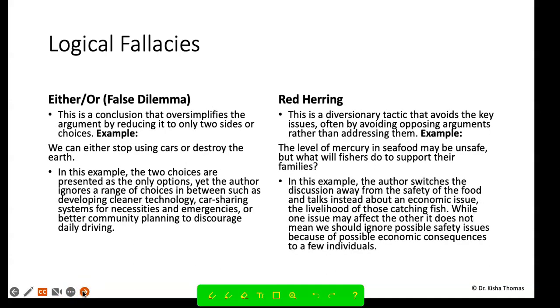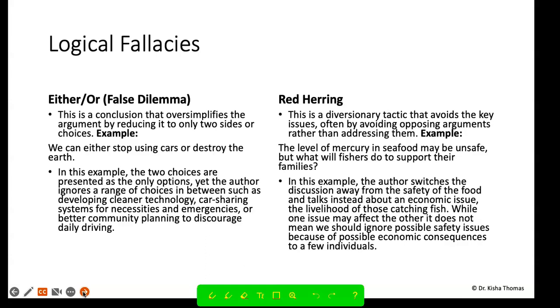Either or, false dilemma. This is a conclusion that oversimplifies the argument by reducing it to only two sides or choices. We can either stop using cars or destroy the earth. In this example, the two choices are presented as the only options, yet the author ignores a range of choices in between, such as developing cleaner technology, car sharing systems for necessities and emergencies, or better community planning to discourage daily driving.